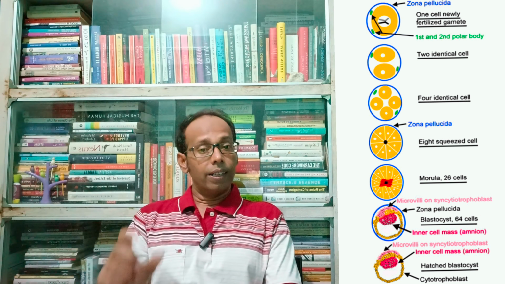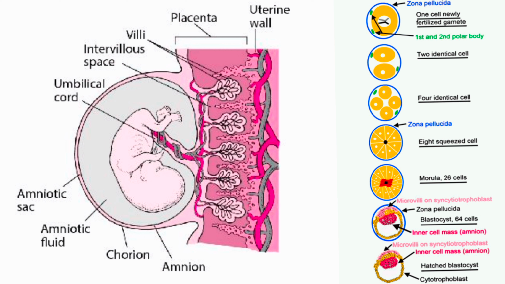It also secretes beta HCG, human chorionic gonadotropin, the hormone used in pregnancy tests, which becomes detectable by day 13. Cytotrophoblast, the inner layer, gives rise to extraembryonic membranes such as the amnion and chorion. Amnion becomes the amniotic sac filled with amniotic fluid that cushions and protects the embryo. On the other hand, chorion plays a role in forming the placenta.